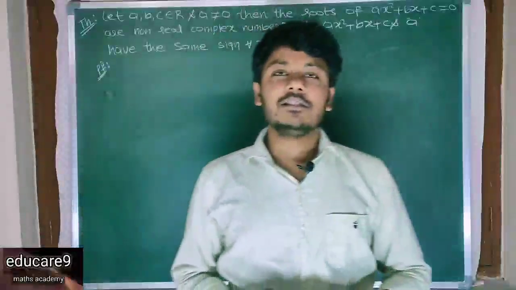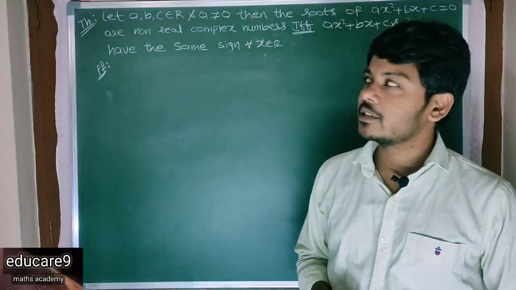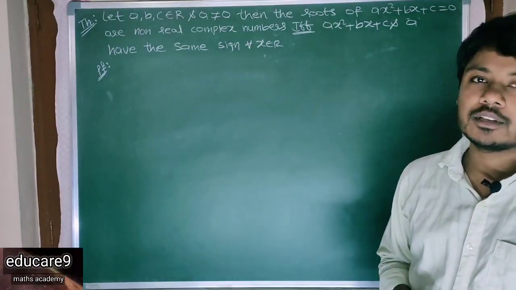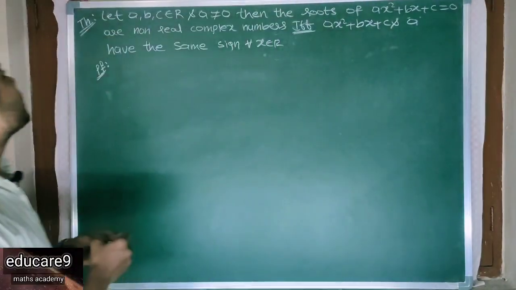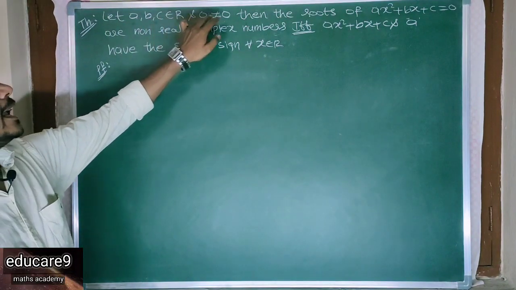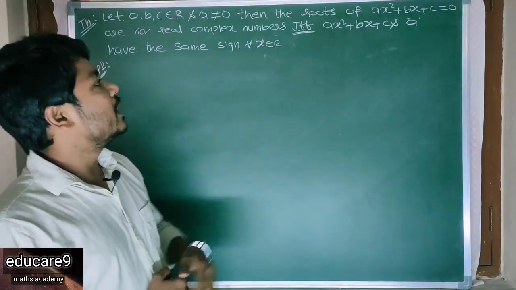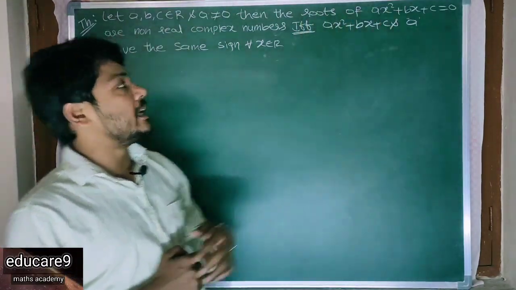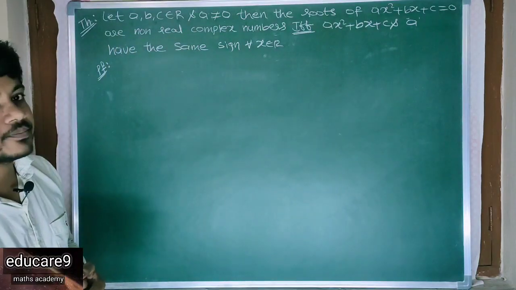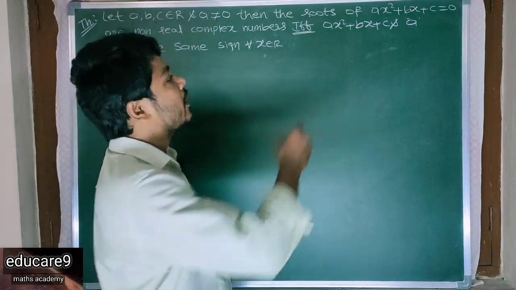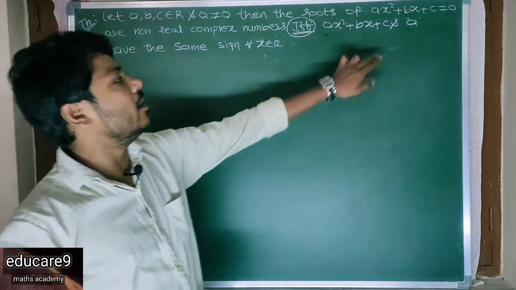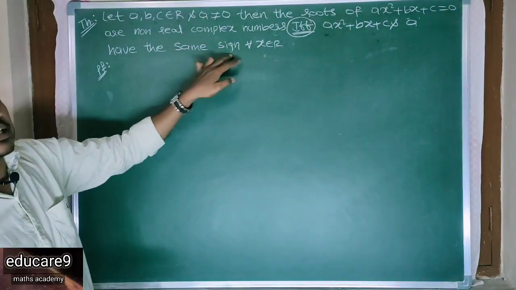Hi, hello everyone. Today we will discuss a few theorems. Most of the students are confused about these two theorems. So see this theorem. Let a, b, c belong to R and a is not equal to 0. The roots of the quadratic equation are non-real complex numbers if and only if ax square plus bx plus c and a have the same sign.